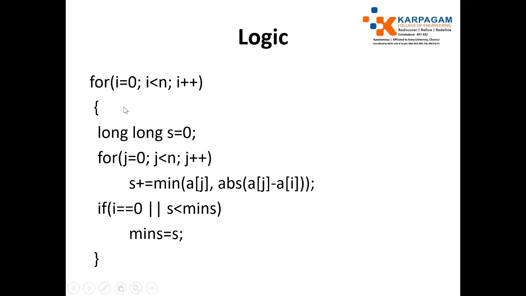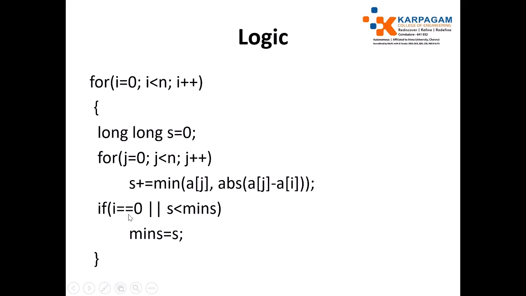Then I take 3. When I take 3, a of 2 is equal to 3. The minimum of 3 and the absolute difference 3 minus 2, which is 1. So the minimum of 3 and 1 is 1. So s becomes 1, and I have recorded s equal to 1. Now I check after completing the loop, I equal to 0 for the first outer pass. So now s is compared with the minimum value.